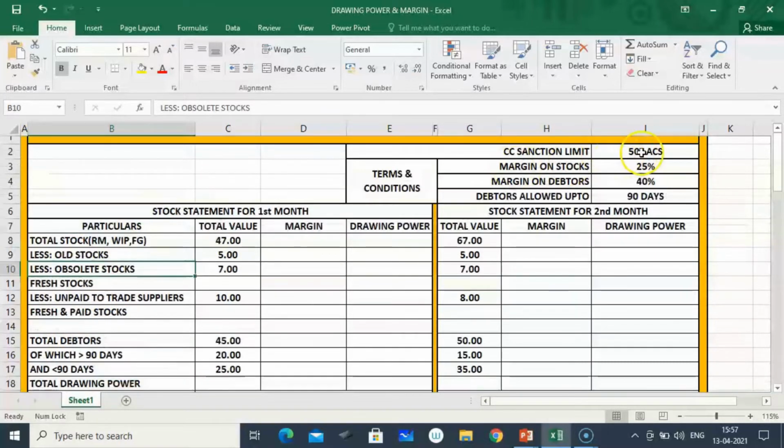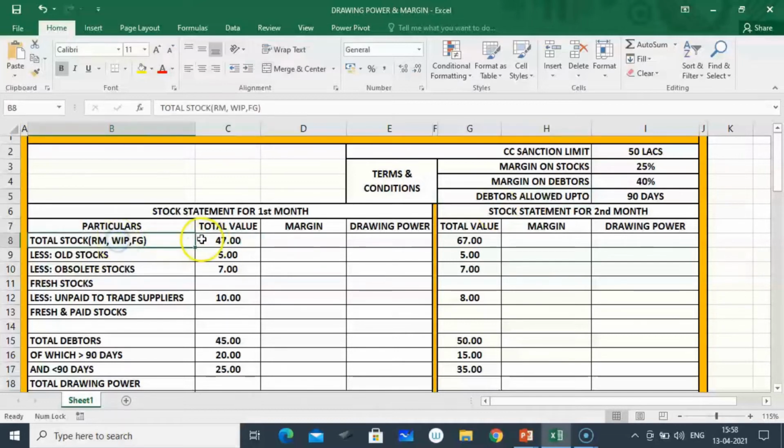The CC sanction limit is 50 lakhs and the bank has stipulated margin on the stocks at 25% and the margin on the debtors at 40%. The bank has also stipulated that only debtors within the period of 90 days would be considered for finance, right?